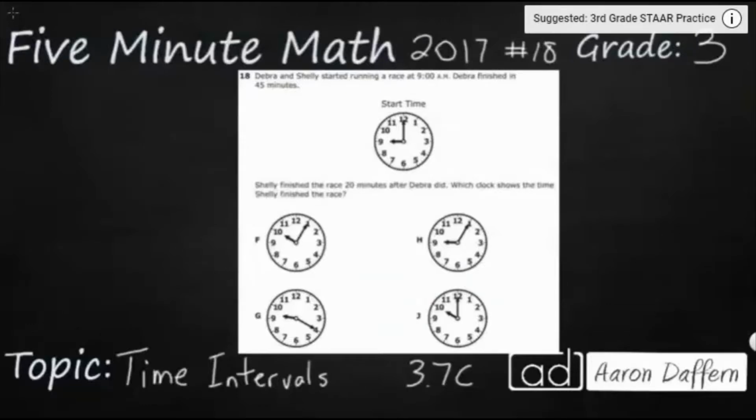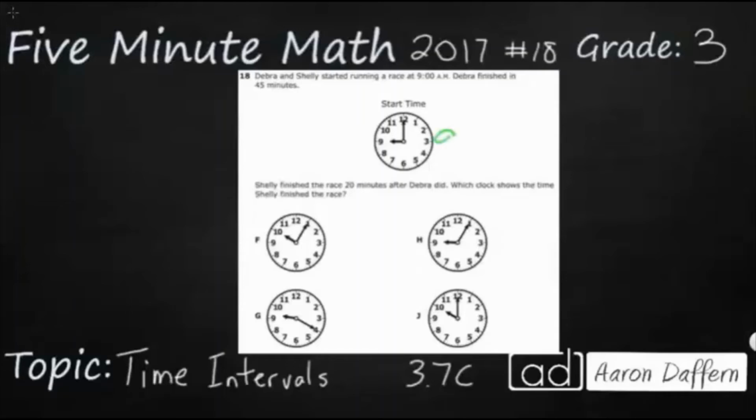So this looks like a pretty simple problem, but it's actually pretty difficult because we've got two different steps that we need to think about here. Let's take a look. Deborah and Shelley started running a race at 9 a.m. So that's what this time is right here, start time. They've labeled it for us, but we know it's 9 a.m. because we've got the hour hand at the 9, and then the minute hand is up at the 12, which is the o'clock. That's the top of the hour. Deborah finished in 45 minutes.